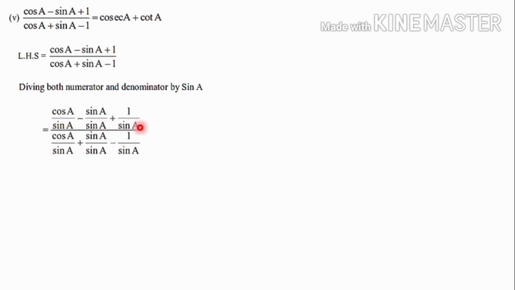So in the numerator everywhere we divided by sin A, and in the denominator again cos A is there. Cos A we divide by sin A, plus sin A divided by sin A, minus 1 divided by sin A. So the denominator also, everywhere we have divided by sin A. That is cos A by sin A, which we have already learned is cot A. Then sin A by sin A is 1, cancelled. Then 1 by sin A is cosec A.